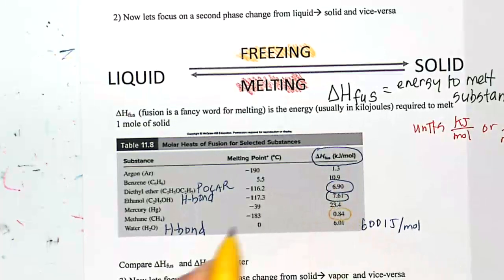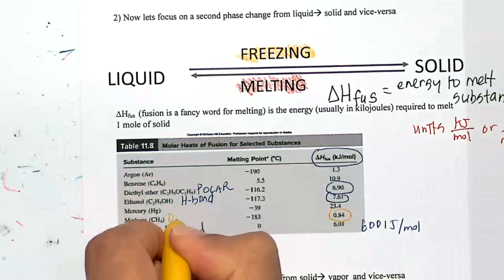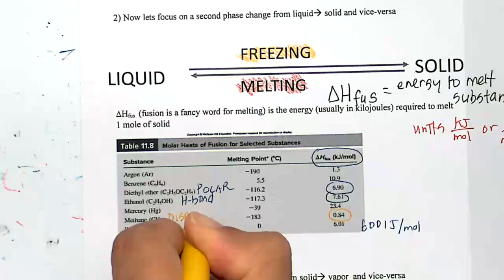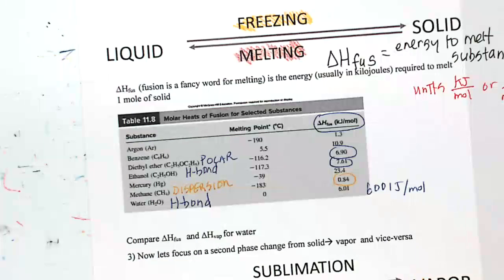Why do you think methane is so low? Fusion, the energy to melt. Dispersion, okay. So the numbers are related to the strength of the intermolecular forces.